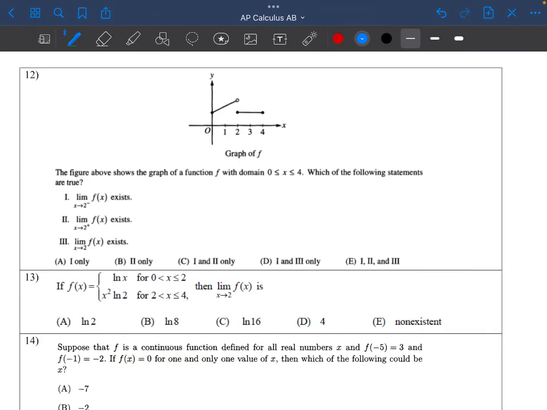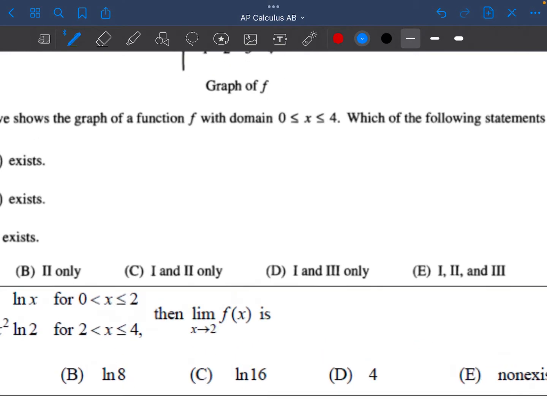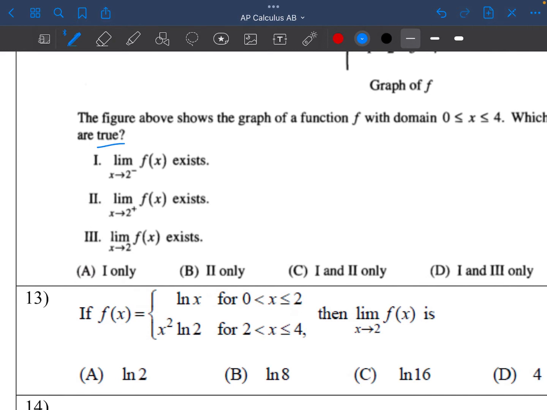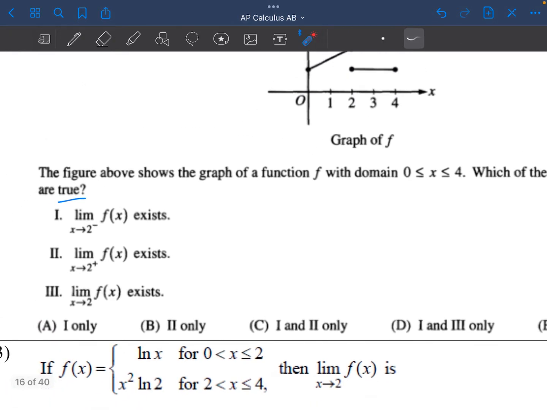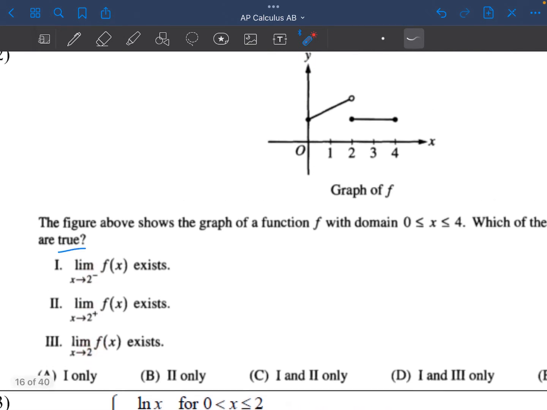Number 12. We have a function f, not f prime or anything, up above, and we're looking for statements that are true. All right. So I'm looking at all three of these statements. I'm noticing they're basically all saying the same thing. One of them is asking what's going on from the left, what's going on from the right, and then the double-sided limit. But they're all happening at 2. So let's look at here. So at 2, from the left-hand side, I seem to be approaching some height. I don't know what height that is, but it is a height. Therefore, the left side does exist. So I can say that that's true.